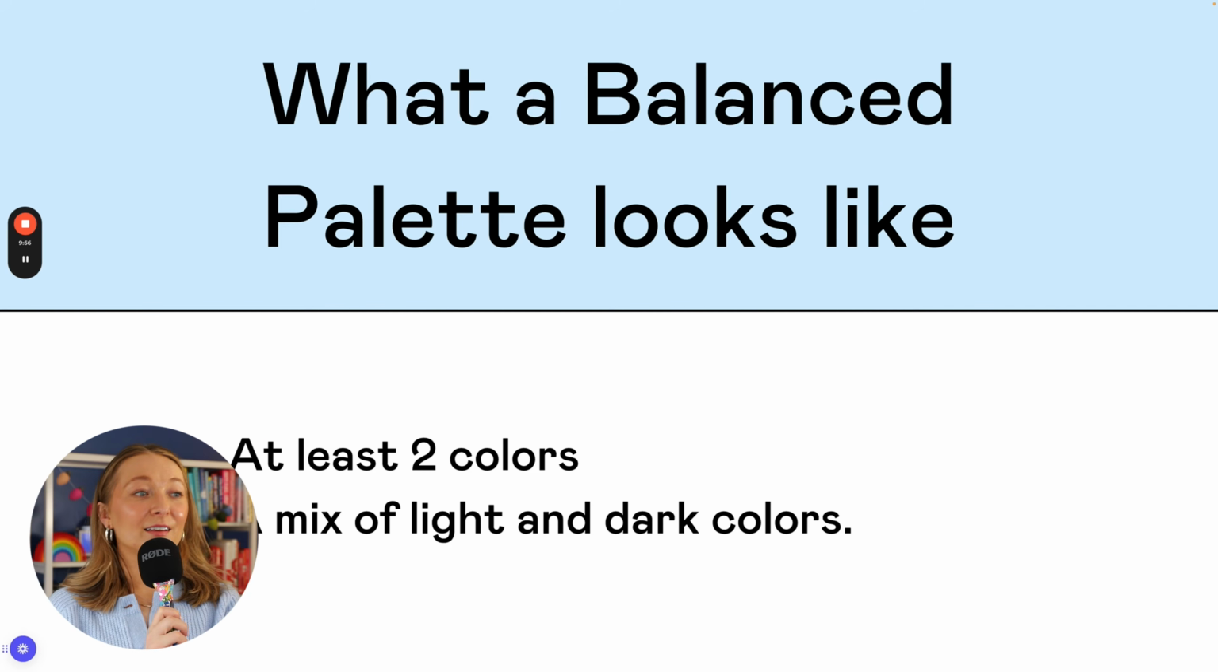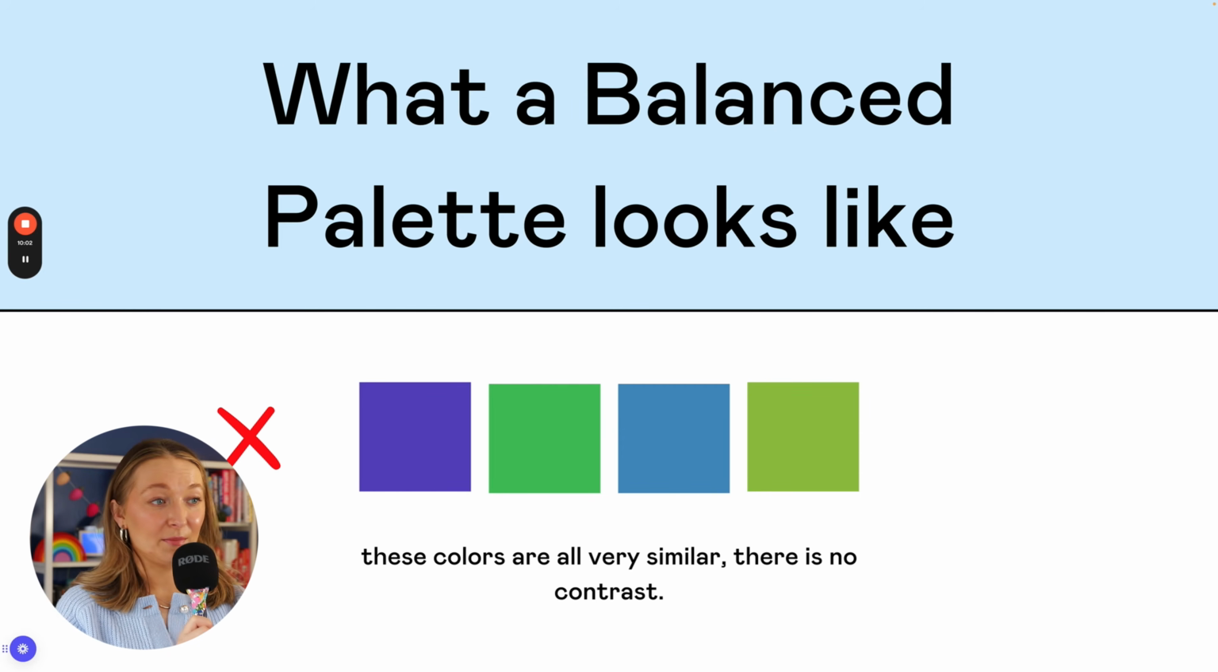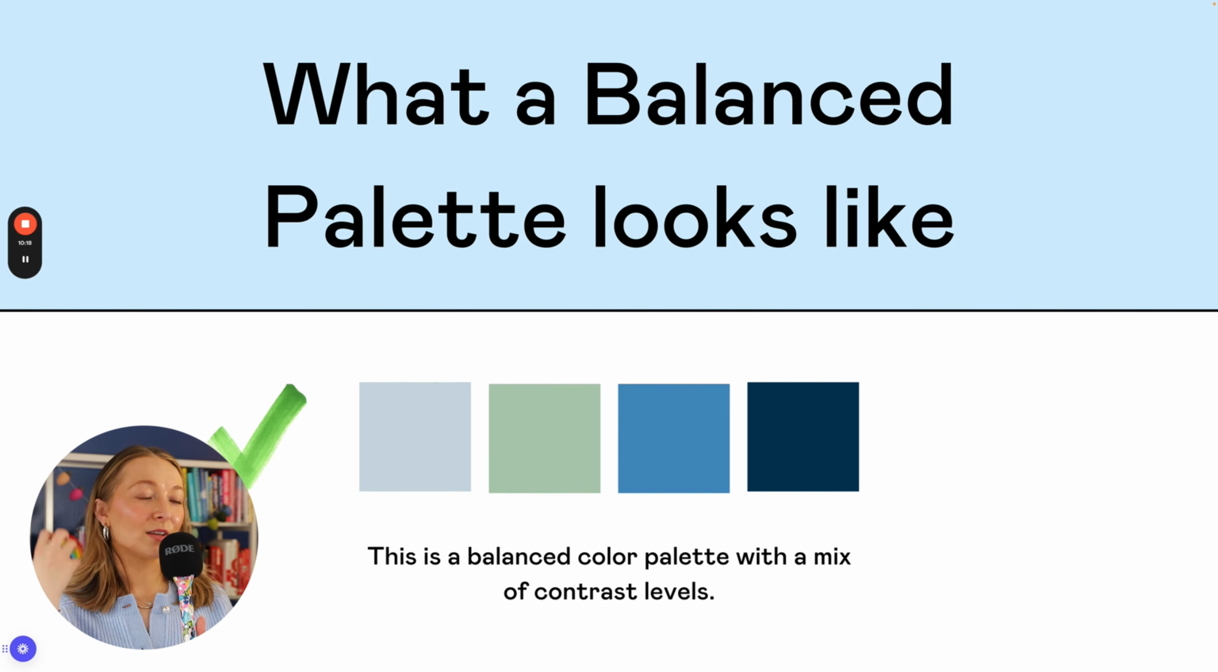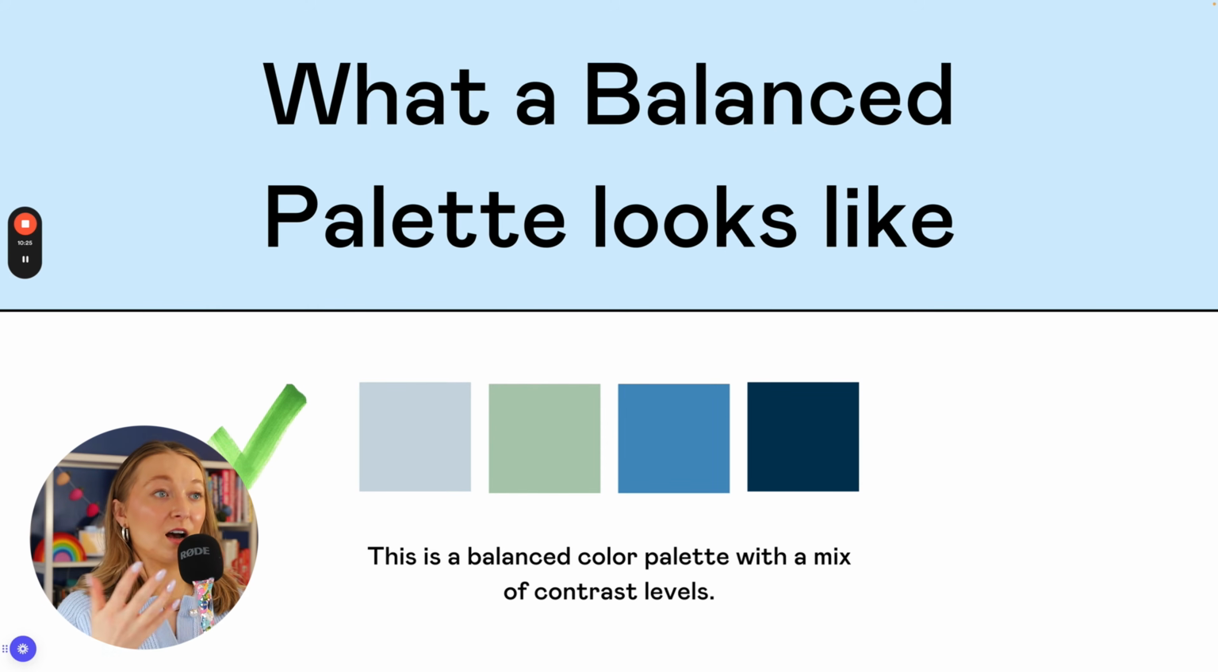Now, a balanced color palette also has a mix of light and dark colors. This is not a good mix of light and dark colors. They're all very similar. They all actually have the same level of saturation. There is no contrast. You would not have any high contrast pairs between these colors. But this is a balanced color palette. It's got a mix of contrast levels so that if we were to put it into the color palette tester, we would actually have pairs that we could use with a 4.5 or higher contrast score.